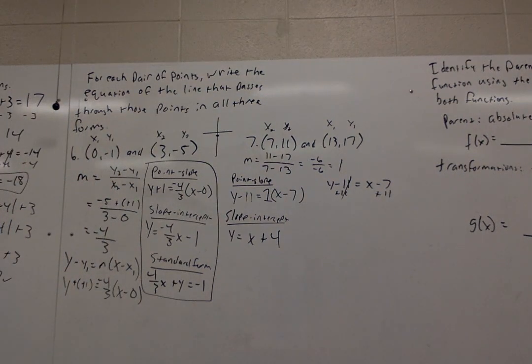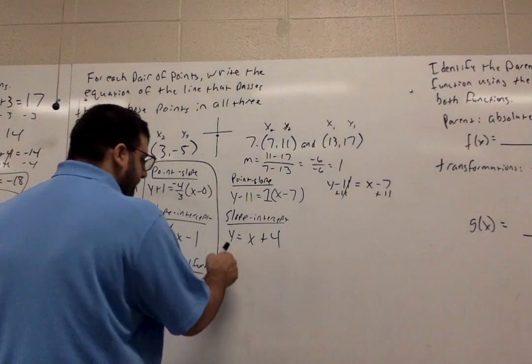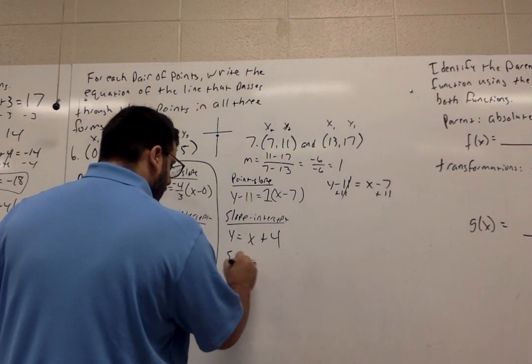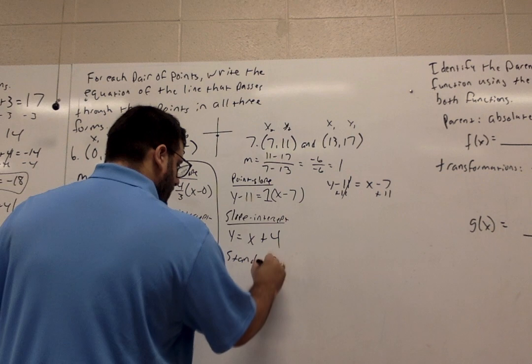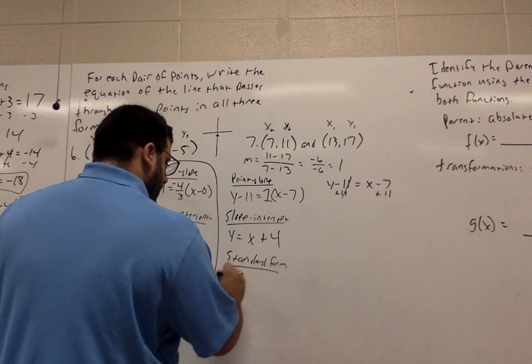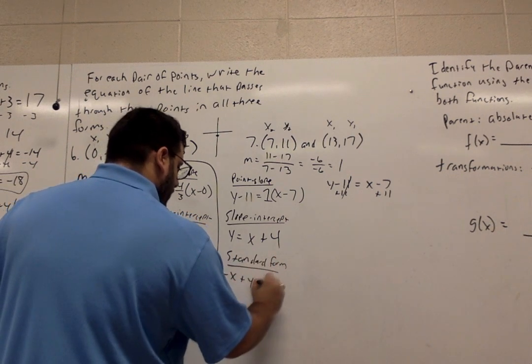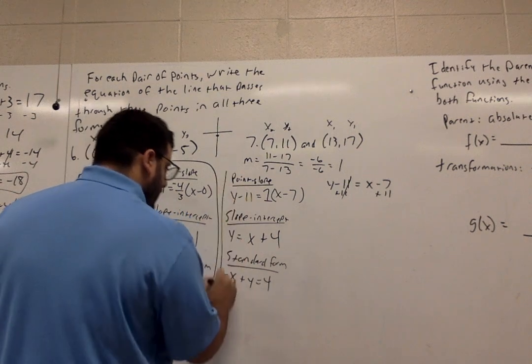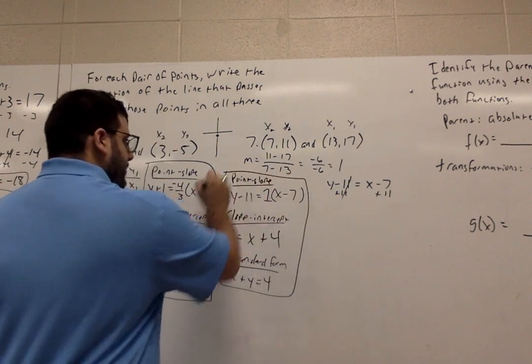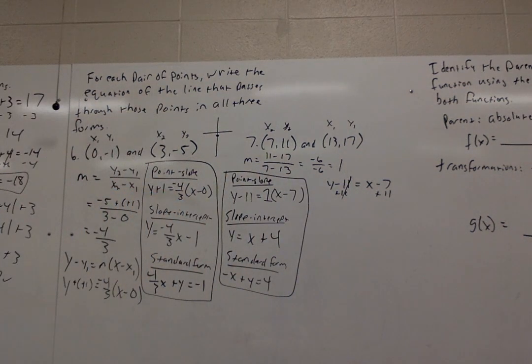And then for my standard form, all I have to do is move that x over. So standard form, negative x plus y equals 4. And there's all three of my forms right here. And I am going to have blanks for each one, so you'll have a place to put your answer. That way your answer is not embedded somewhere in your scratch work.